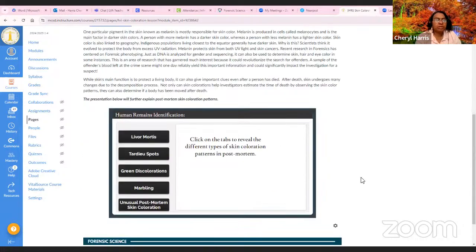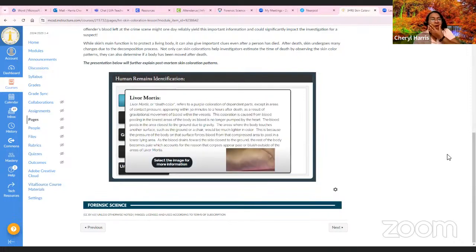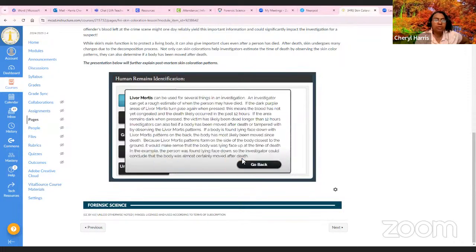All right, so let's look at these. So these are vocabulary. You're going to have a little quiz later on vocabulary. All right, livor mortis or death color. So you need to know, if you saw a picture like this, would you be able to identify it by the color of the skin?